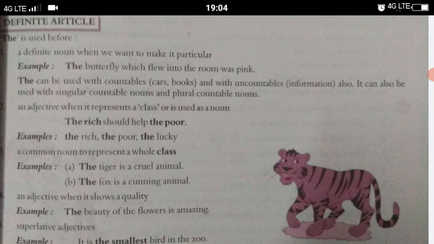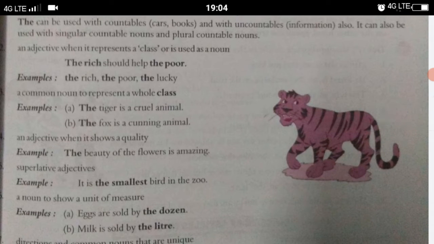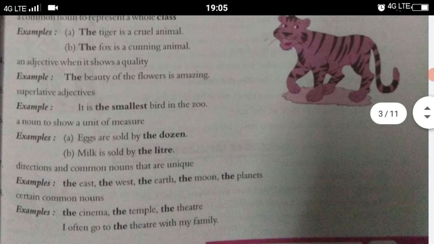The is used with a common noun to represent a whole class. For example, the fox is a cunning animal. The is also used with an adjective when it shows a quality. For example, the beauty of the flowers is amazing. The is used with superlative adjectives. For example, it is the smallest bird in the zoo.